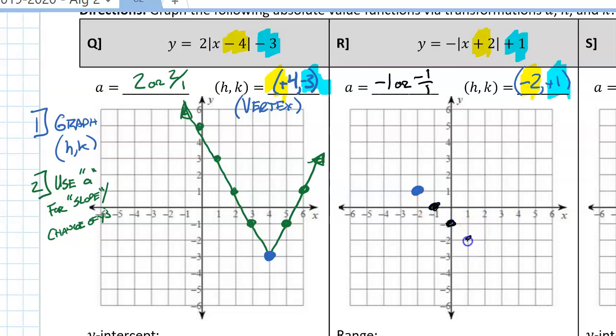Down 1 over 1, down 1 over 1, to get half of the absolute value function. And then since it's a mirror image, I'm going to go down 1, back 1, down 1, back 1 for my slope to get the other portion of my absolute value function. So that's it. Graph HK, use the slope to get the V shape for the right, and then we use mirror image for the left.